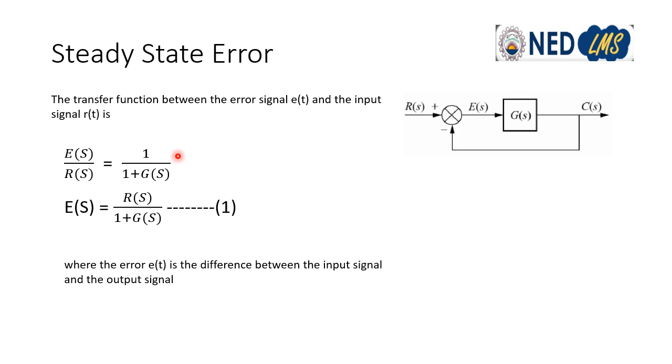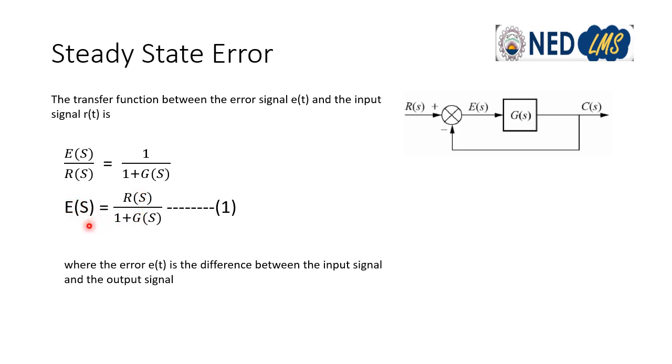Obviously at that time we derived the canonical form, which was E upon R equals 1 upon 1 plus GH. But here, because H is considered as 1 for a unity feedback system, we have defined E upon R equals 1 upon 1 plus G(S). If we find the value of E(S), we multiply R(S) on the right hand side of the equation. So we get E(S) equals R(S) upon 1 plus G(S).